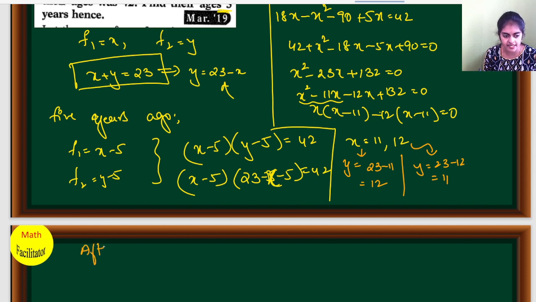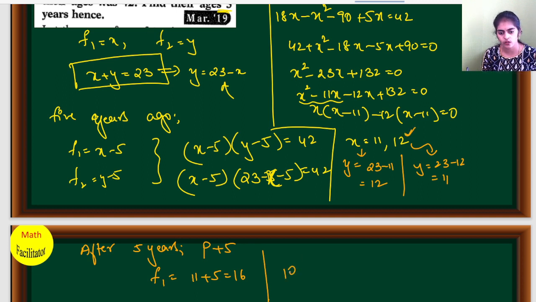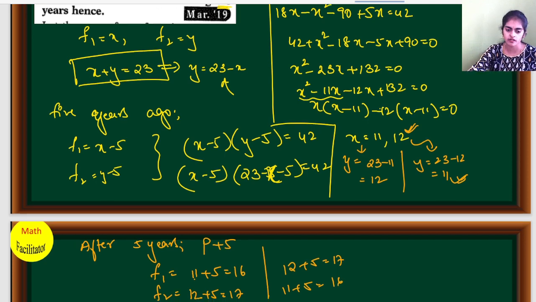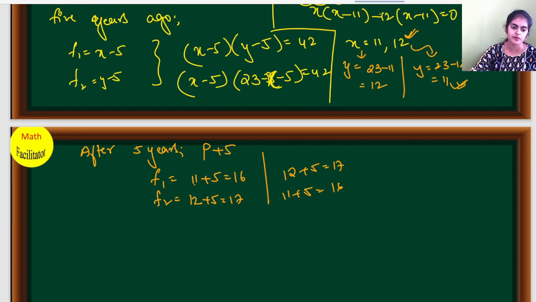5 years hence? 5 years hence means after 5 years. After 5 years their age will be present age plus 5. Okay, so friend 1's present age is 11 plus 5, so it will be 16, or in the second case if you take it as 12, 12 plus 5 it will be 17. Friend 2's age will be, if this is 11 this is 12, so 12 plus 5 this will be 17, or here if I am taking 12 I got 11, so this will be 11 plus 5 equal to 16. So the ages of the friends 5 years from now will be 16 and 17 years.